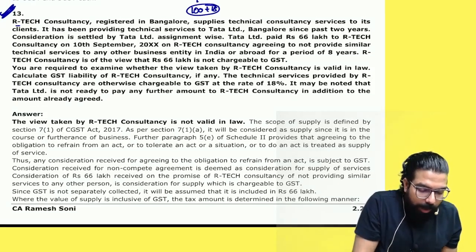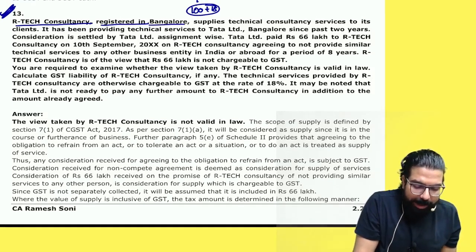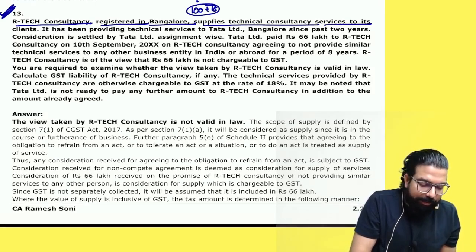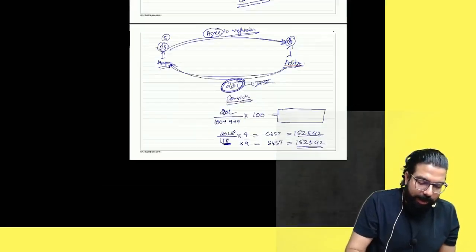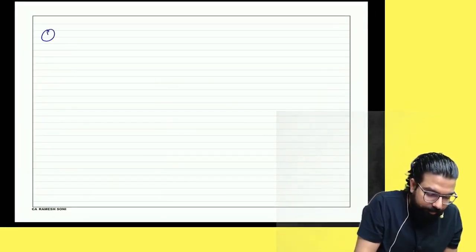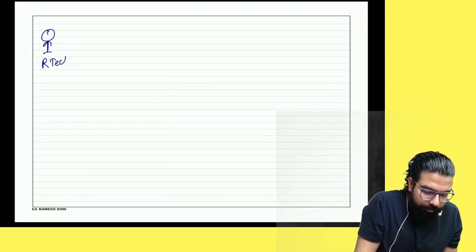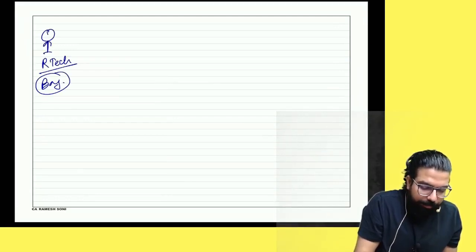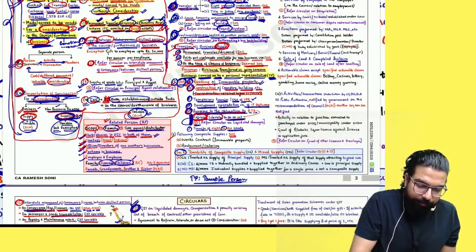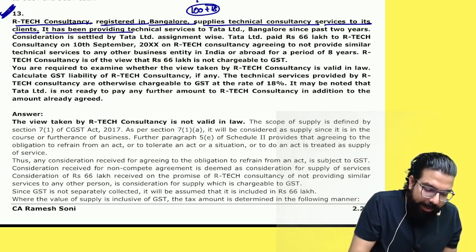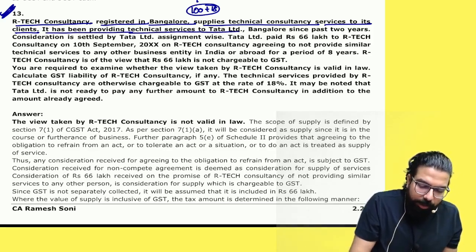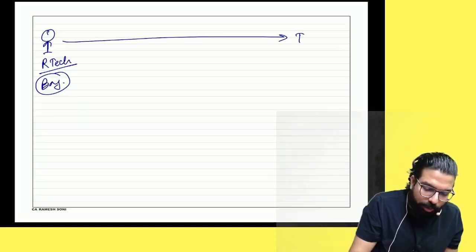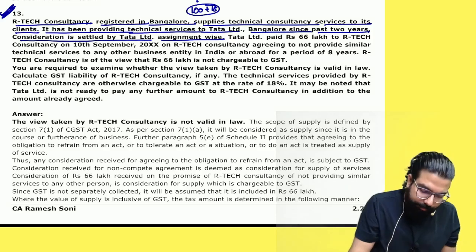Here, Artec Consultancy, registered in Bangalore, supplies technical consultancy service to its client. Artec is in Bangalore, okay? And it is giving services to the client. It has provided technical service to Tata, Bangalore, since the past 2 years. Consideration is settled by Tata assignment-wise. People, it is giving services to whom? Tata, Bangalore. Next.